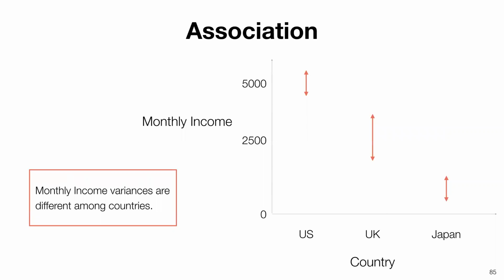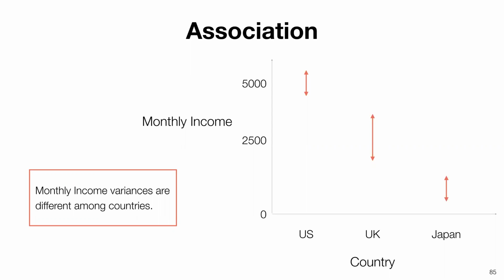And why is that? For example, think of association like this: let's say we have the country. And if the country is different, let's say from US to UK, when you compare those two countries, then the question is whether monthly income also changes.